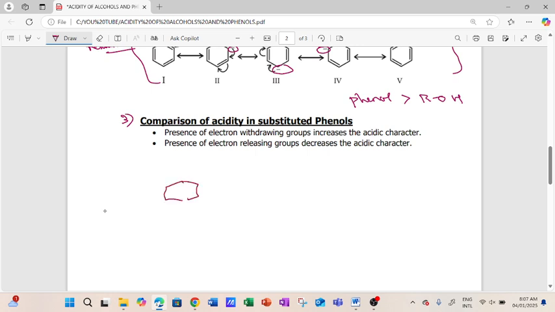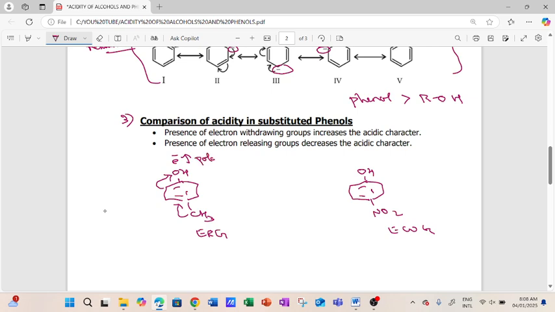Because in aromatic alcohol, sometimes CH3 group can be there as a substituent in the para or ortho position. Sometimes there will be NO2 group as a substituent. NO2 group is electron withdrawing group, but CH3 group is electron releasing group. If electron releasing group is there, it releases electrons to the benzene ring. So benzene will be giving electron to the oxygen atom. So oxygen electron density increases.